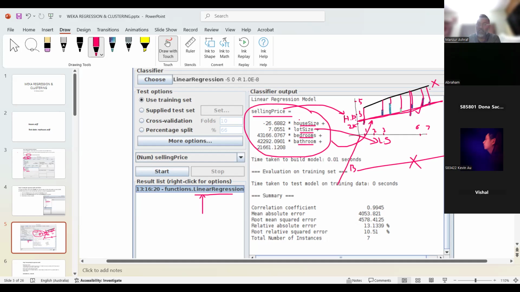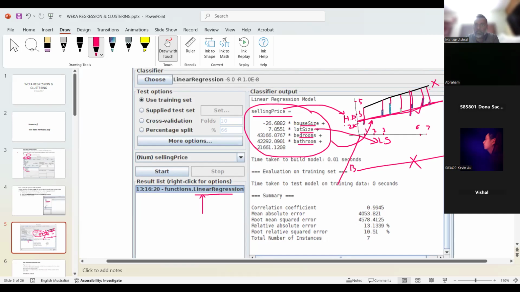The answer is that you put all the values here. Suppose house size is say 40. So 40 times minus 26.68 plus lot size is 5, 5 times this. 3 bedrooms, 3 times this. 2 bathrooms, 2 times this, plus this. This will give a numerical number, and this is the predicted house price. That should be the reasonable predicted house price. I'll give that example on the next slide.